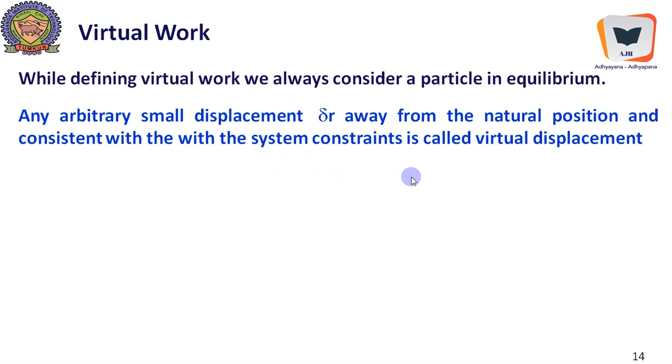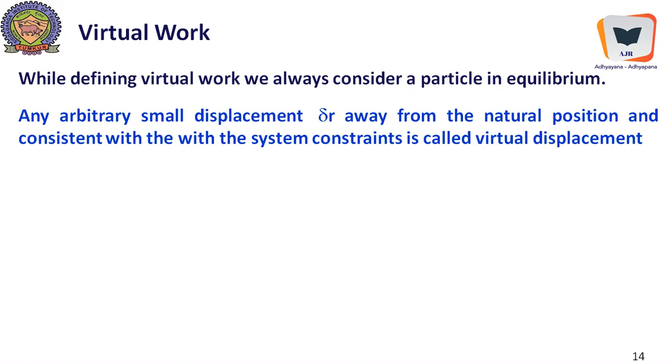That means for a hinged support, we can give a horizontal virtual displacement. For a roller support, we need to give only a vertical virtual displacement. And for a hinged support, again, we can also give a vertical virtual displacement. For a system which can rotate, we can just give a rotational virtual displacement. That is a rotational displacement which is virtual, which is not really there. For some purpose, we will just assume that there is a displacement that is given, which is very small in magnitude. However, it has to satisfy the constraints of the system.